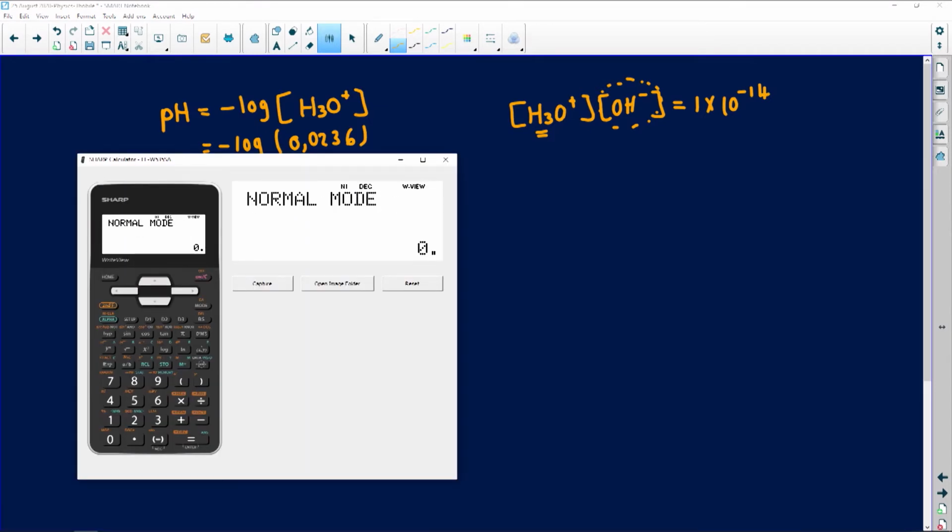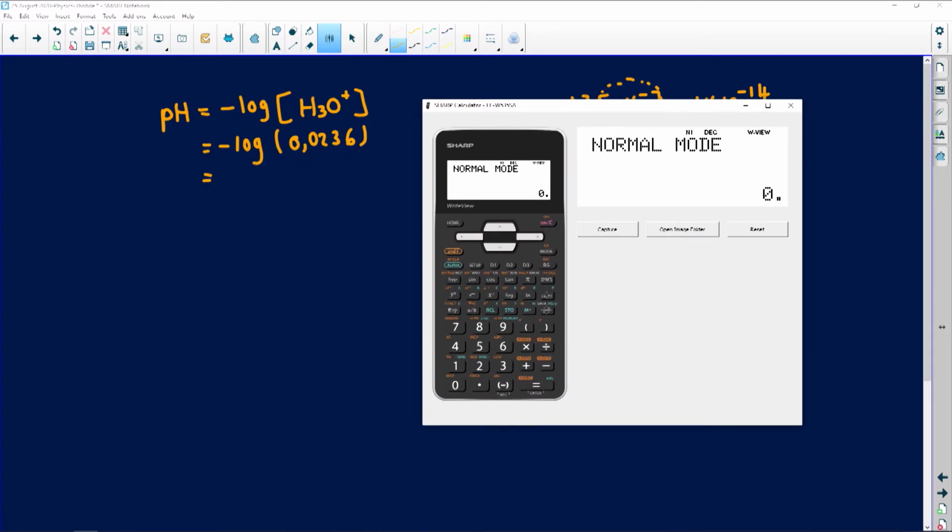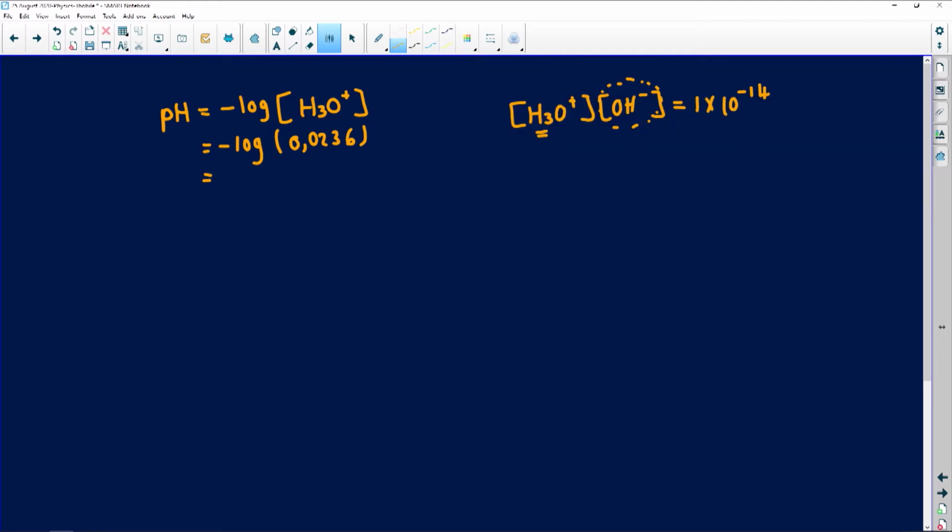And then let's see what we get here. Let me just move it to this side. So I'm going to get -log, bracket, 0.0236, close my bracket. See what I get? I get 1.6. I must leave it to 2 decimal places. The 7 will change the 2 into a 3 because we have to round it off, and I get 1.63.